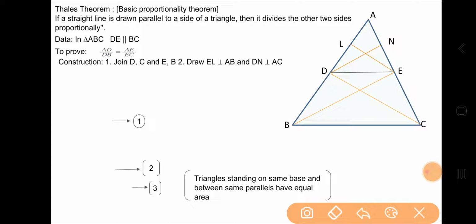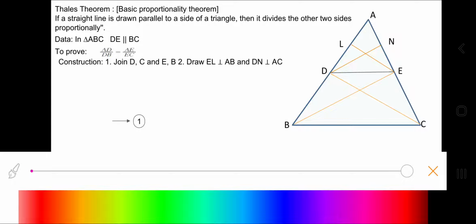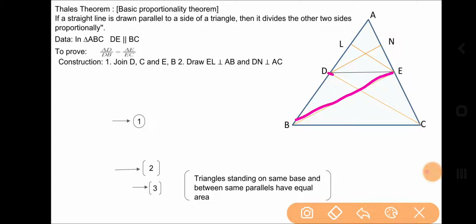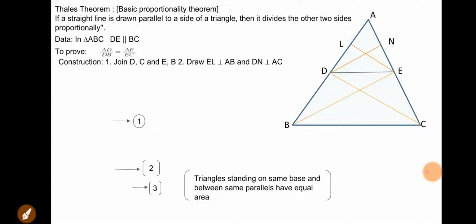I repeat once again what we did in the construction: we have joined BE and DC, and we have drawn DN perpendicular to AE and EL perpendicular to AD or AB. These are the parts which come under the construction.